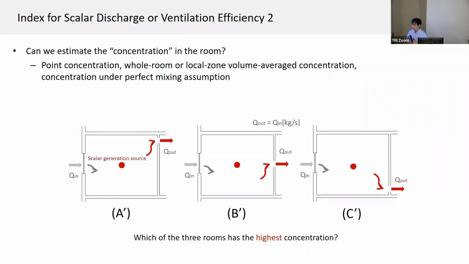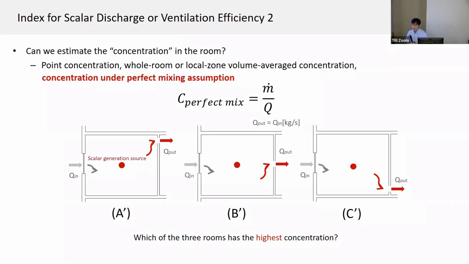Or the exhaust outlet concentration under the perfect mixing condition? If we know the scalar generation rate and ventilation rate, we can simply calculate the concentration under the perfect mixing assumption using these simple mass balance equations.